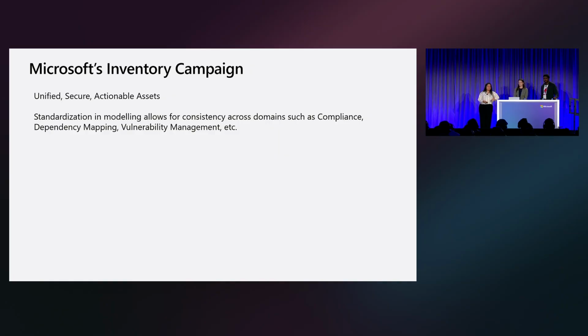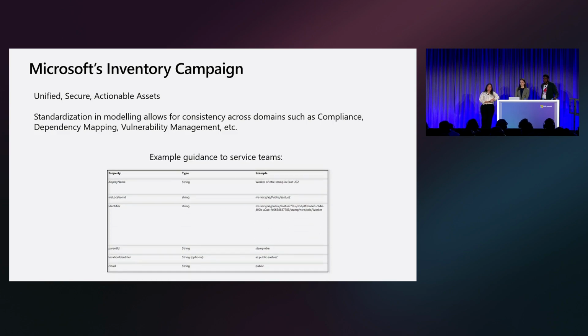We follow standardization and modeling for all those resources, which really helps in our cross-domain use. This is key for things like dependency mapping, which we use internally to assess impact and triage whenever things go wrong. Here's an example of guidance that we give to service teams. This is key information that they must comply with, like location, identifiers, and parents. And that's important for us to be doing.